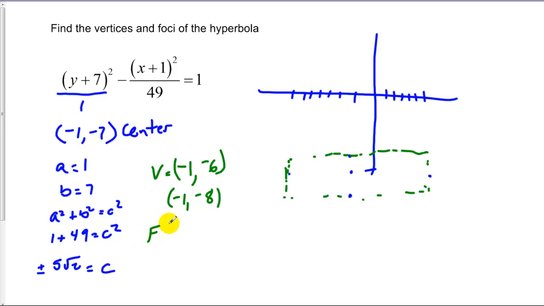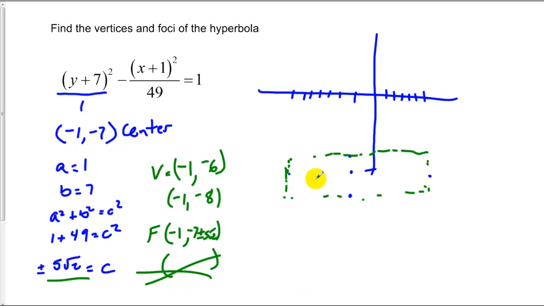Likewise, the foci: I move over -1, but this time we're going to move up and down a c distance. So that's -7 plus or minus 5√2.